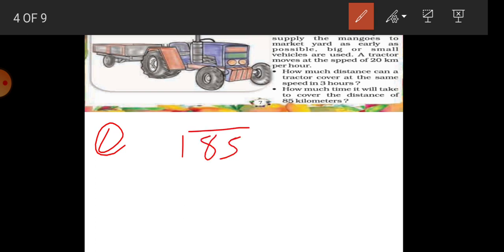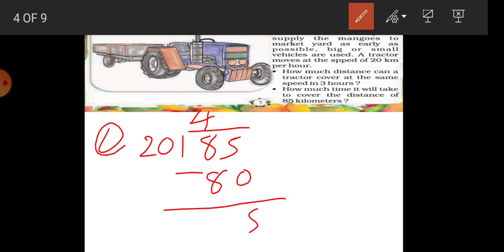85 kilometer divided by 20 kilometer. So 4 twos are 8, 80. 5 minus 0, so 5. 8 minus 8, so 0. Now 5 is less than 20. So we add 0 here, and if we add 0 here, we have to keep the point in the quotient.